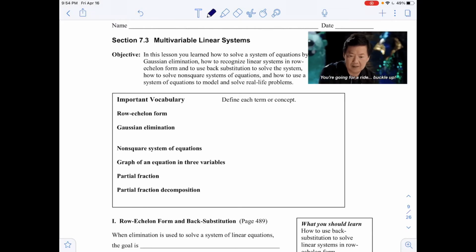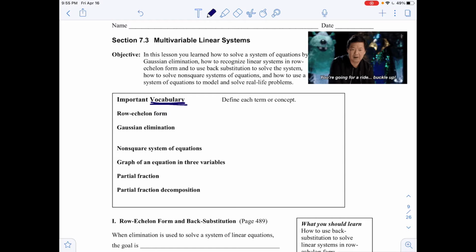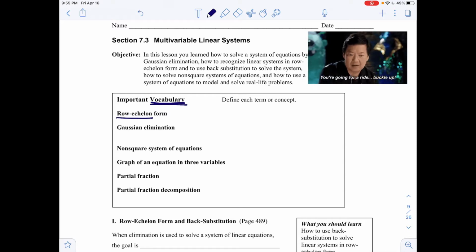Hey everybody, we are embarking on a new journey today in section 3. We're talking about multivariable linear systems, so this could be 3 or more variables. And we're going to just jump right in, okay? We're going to learn a couple of different pieces of vocabulary. We're going to learn something called row echelon form.